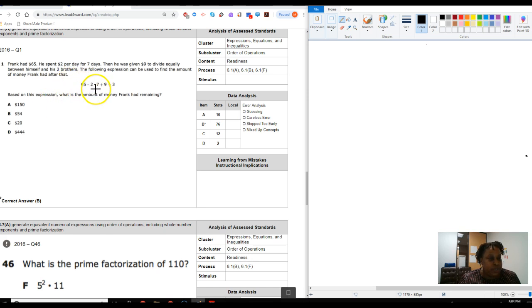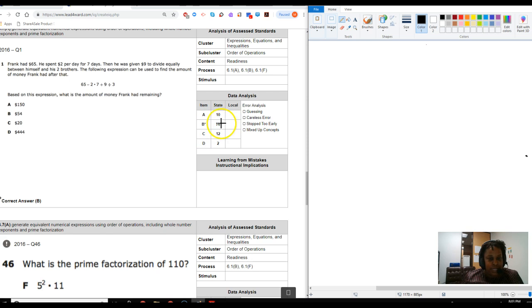65 minus 2, this is times 7 plus 9 divided by 3. Based on this expression, what is the amount of money Frank had remaining? So look here, it says based on the expression, what is the amount of money Frank had remaining? It has A, $150, B, $543, C, $20, and D, $444.